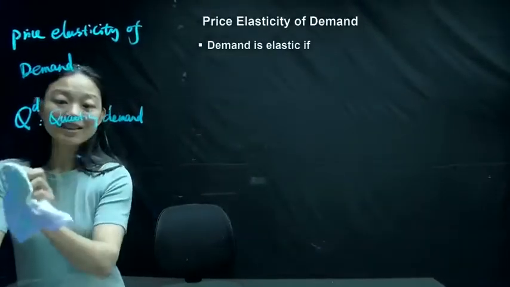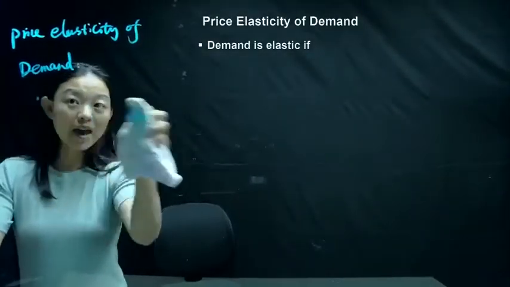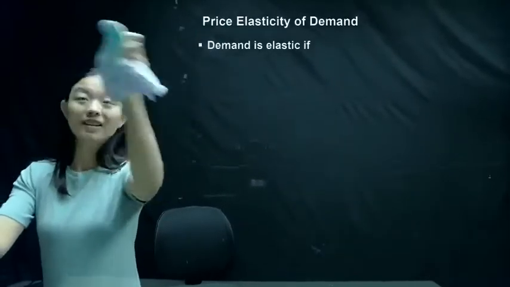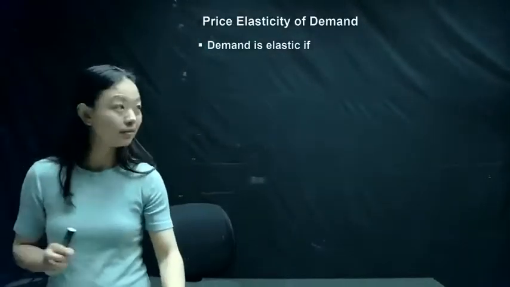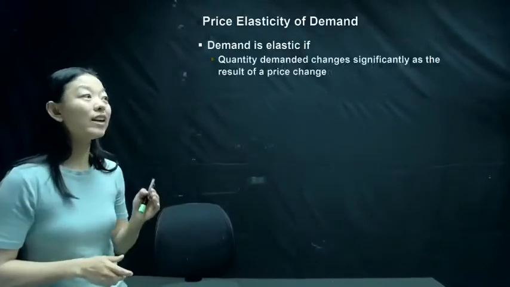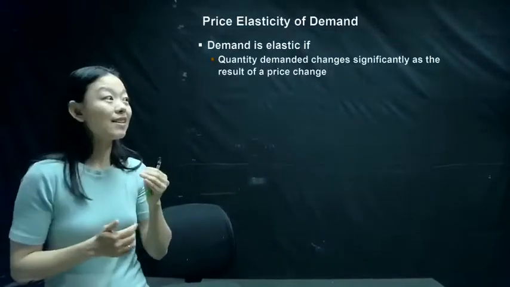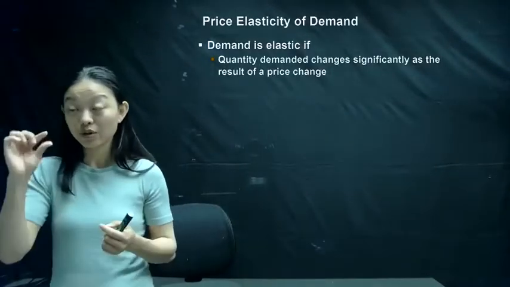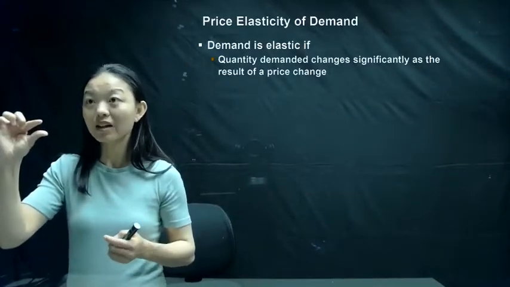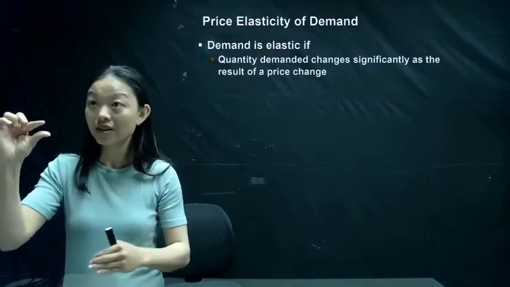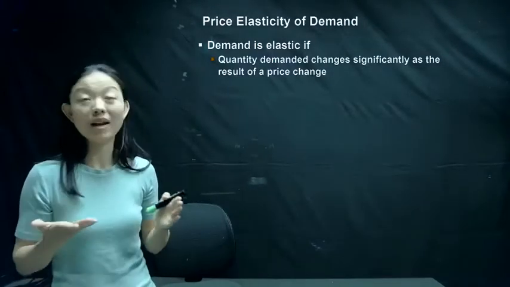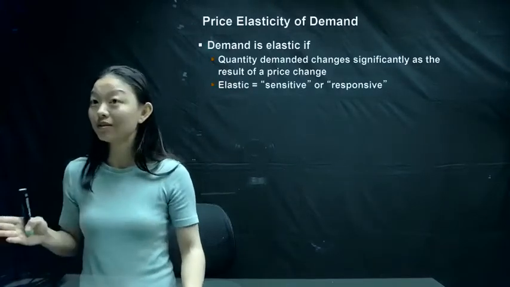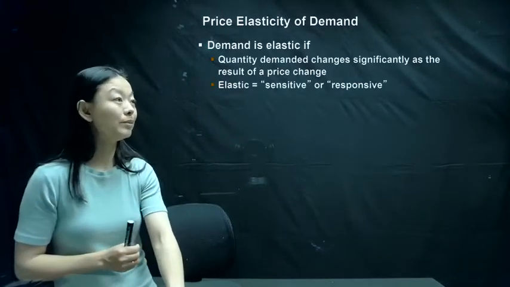And for the price elasticity of demand, we will say that demand could be elastic, like the rubber band, if the quantity demanded changes significantly as the price changes. So for example, if the price increased just a little bit, and then the quantity demanded decreased a lot, then we would like to say now the demand is elastic. So elastic here means very sensitive or responsive, okay?